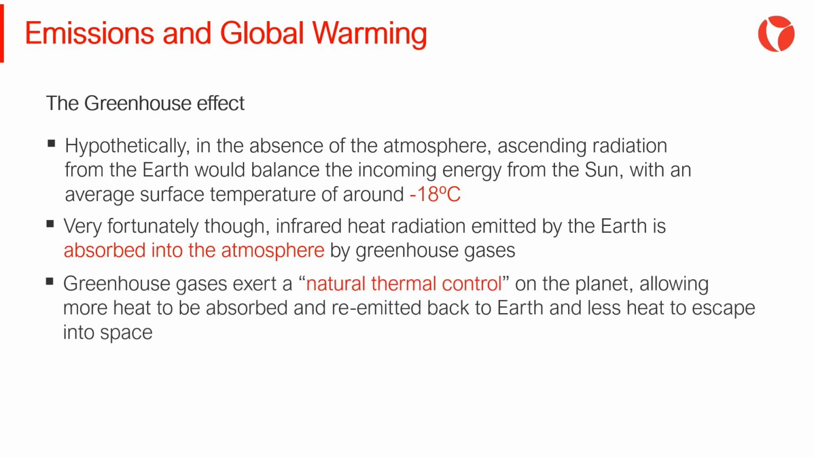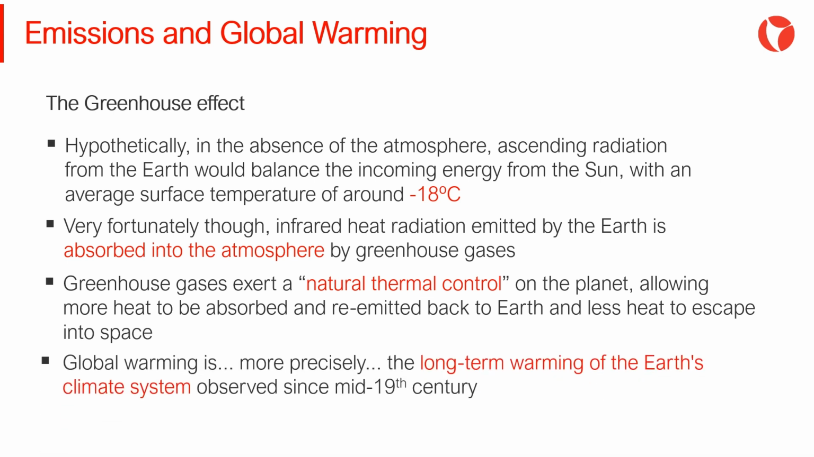Greenhouse gases then exert natural thermal control on the planet, allowing more heat to be absorbed and re-emitted back to Earth and less heat to escape into space. This phenomenon of thermal control of the planet is called the natural greenhouse effect. Global warming is, more precisely, the long-term warming of the Earth's climate system observed since the beginning of the pre-industrial period in the mid-19th century due to human activities. These activities have increased considerably the amount of greenhouse gases in the Earth's atmosphere.